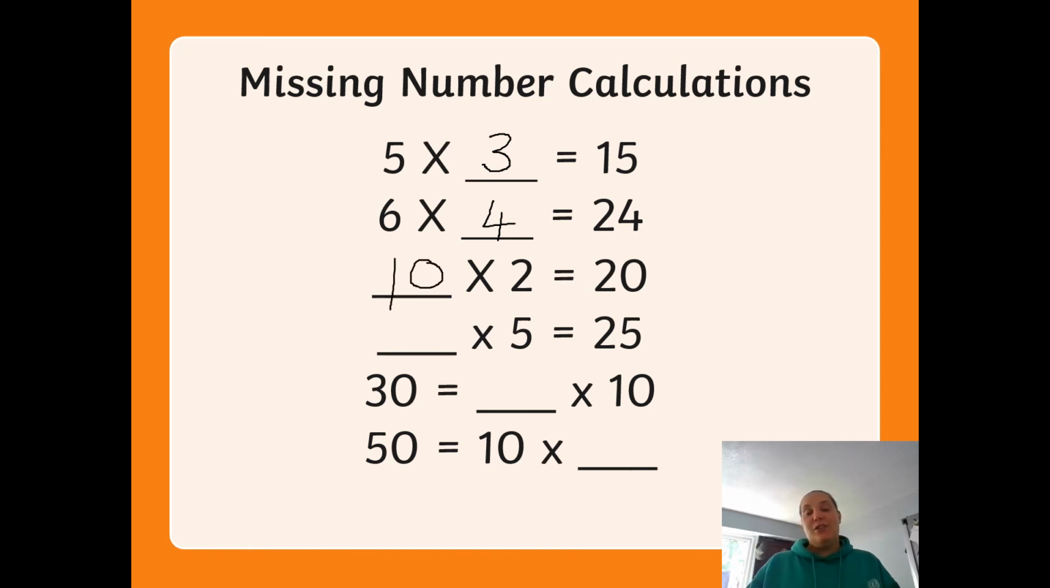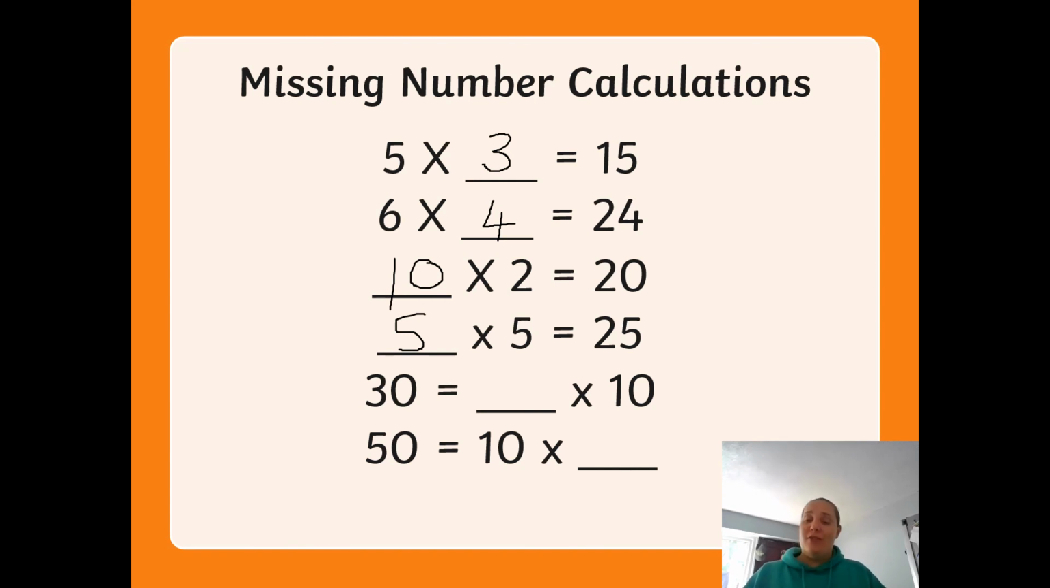So let's do the same again. 0 fingers holding up, and we're going to count in steps of 5. 5, 10, 15, 20, 25. So my answer is 5 times 5 is 25. Well done, everybody. You're doing super well with this today. I'm really, really impressed with you.